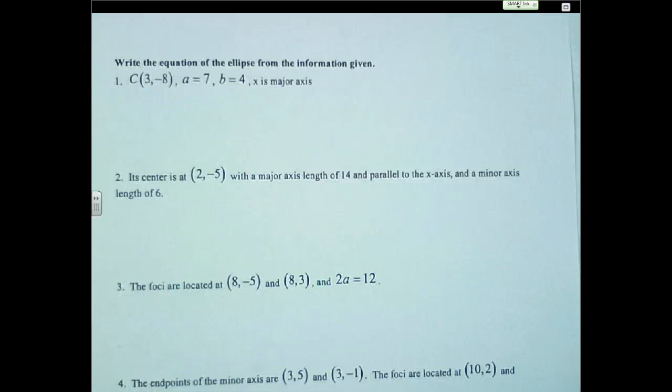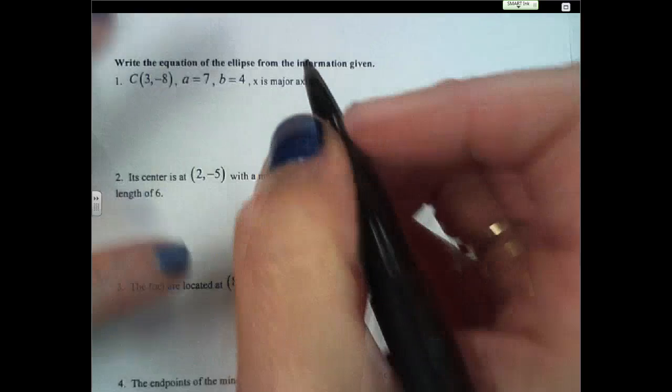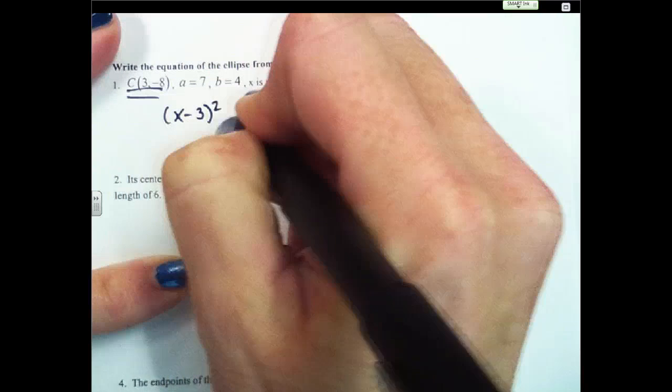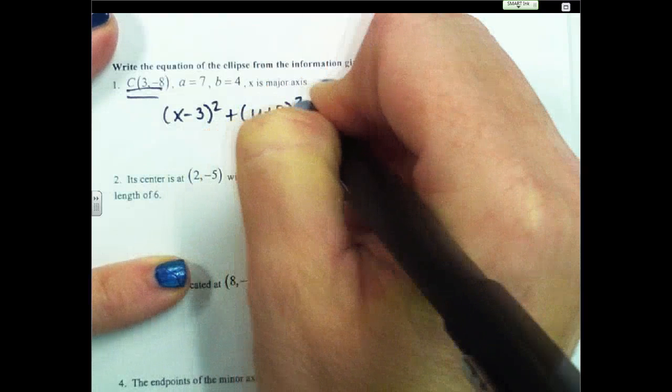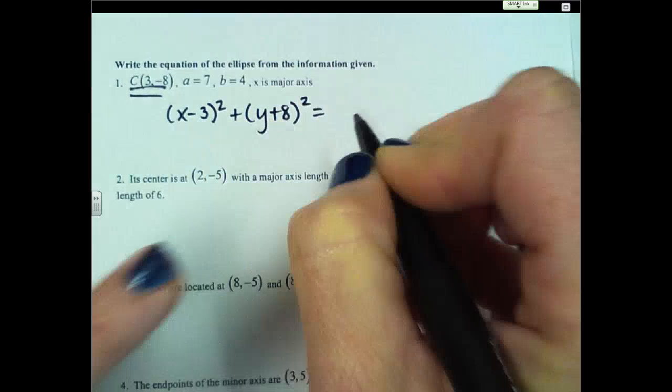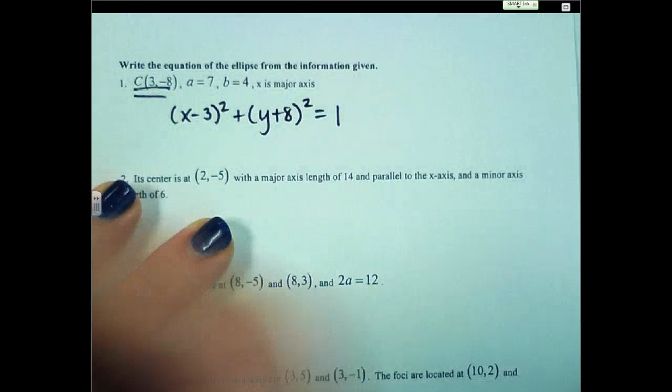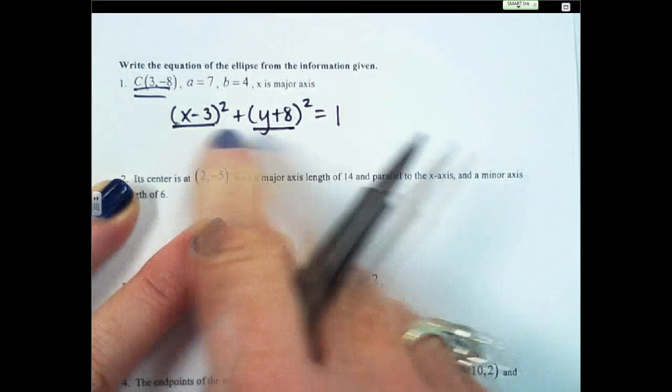Now, what have we learned? Okay, what letter goes with the major axis? A. Okay, A goes with the major axis in an ellipse. So I know the first part's going to be pretty easy. I've got the center, so I'm just going to say, all right, that's going to be x minus 3 squared plus y plus 8 squared equals, we know it equals 1 because it's an ellipse. Now we just have to decide what belongs underneath each of these.